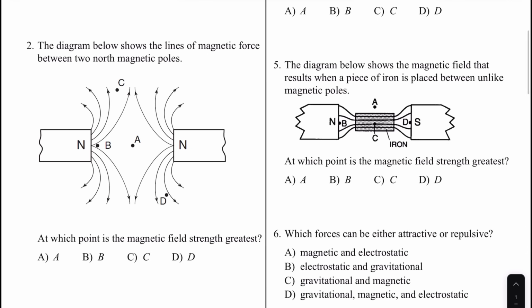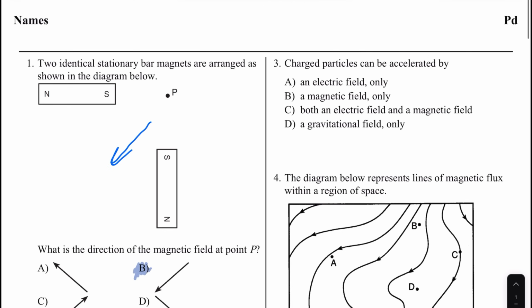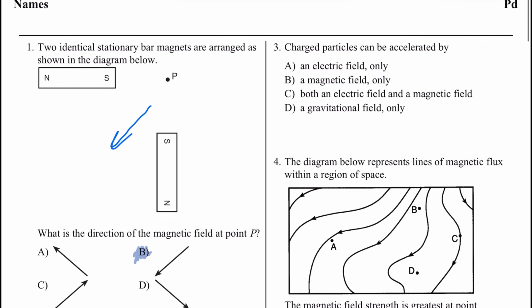Number 2, the diagram below shows the lines of magnetic force between 2 north magnet poles. At which point is the magnetic field strength the greatest? So, like we said before, when the lines are closest, that's where the field strength is the greatest. So here at B, you can see that's super close to all the lines, so it's going to be point B.